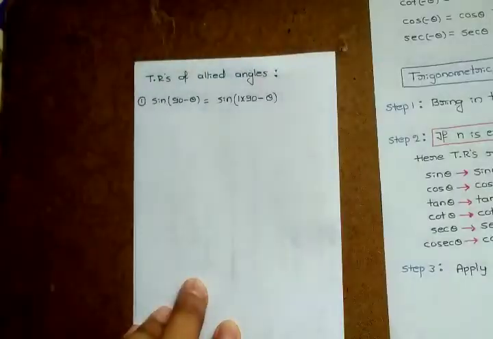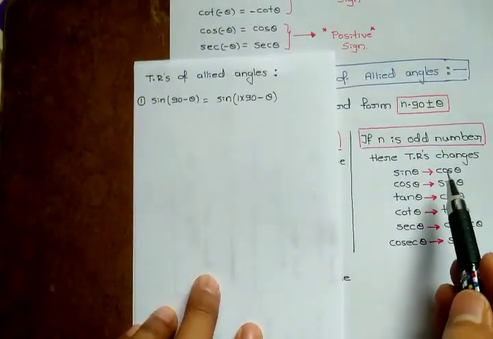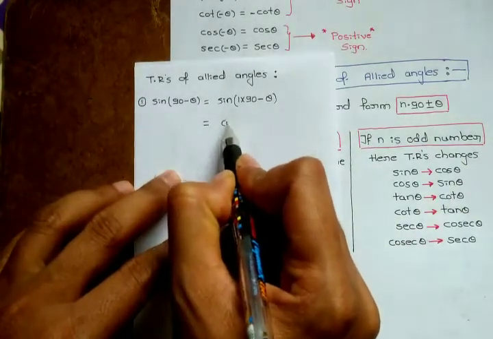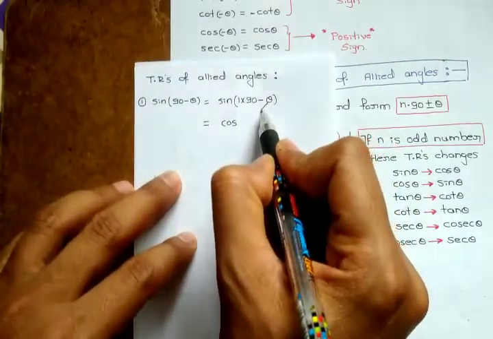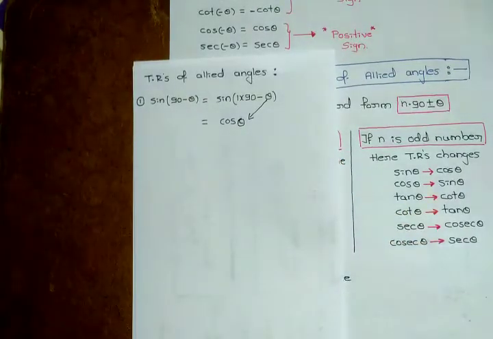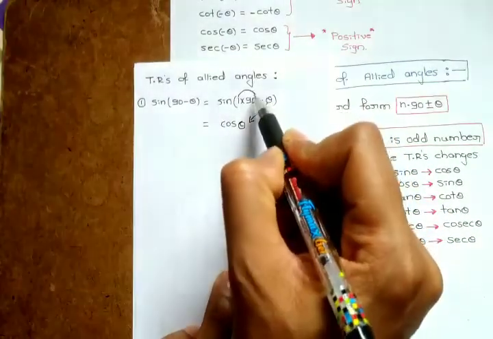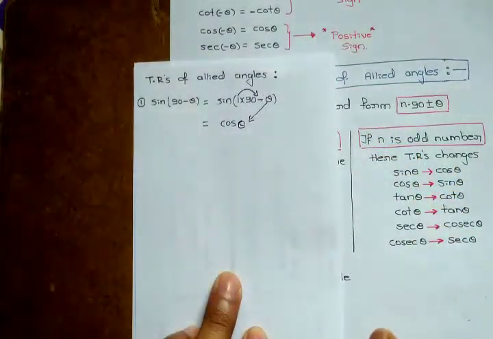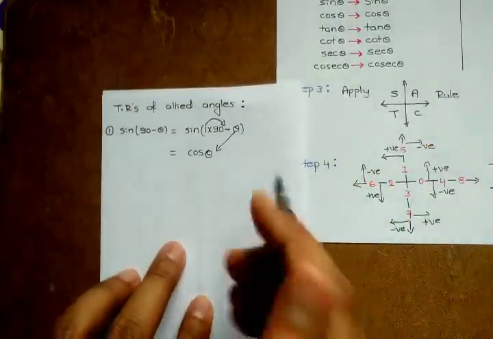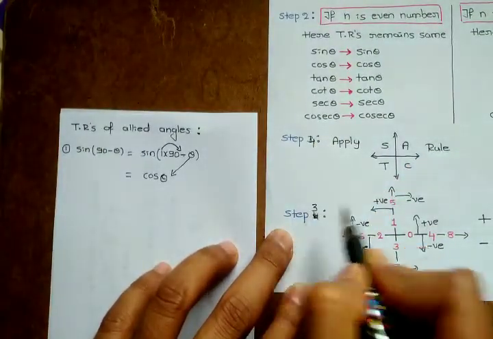So which trigonometric ratio is given here? Sine is given. You know sine changes to cos. Therefore sine is going to change to cos, and whatever the final angle you get, you keep it as it is, that is theta. Next, what to see? You have to see in which quadrant 1 minus lies. You have to apply this step next. So in which quadrant does 1 minus lie? Actually this is step 4 and the earlier one is step 3.